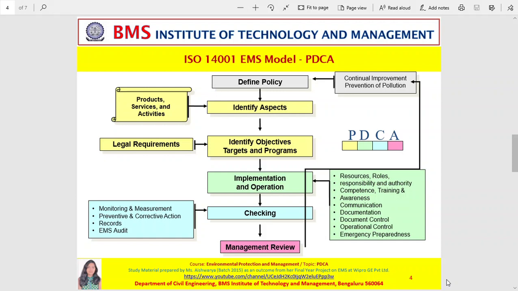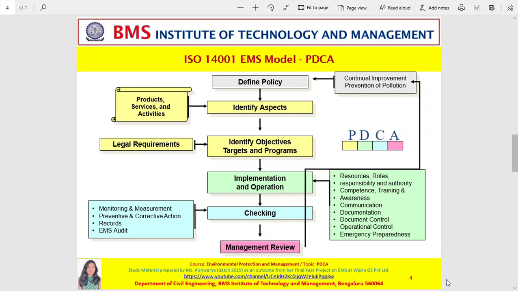This involves implementation and operation. In order to achieve the set environmental objectives and targets, it is essential to establish environmental management programs, or EMPs. EMPs are merely programs which define clearly the objectives and targets set for the organization by the organization in its policy document.